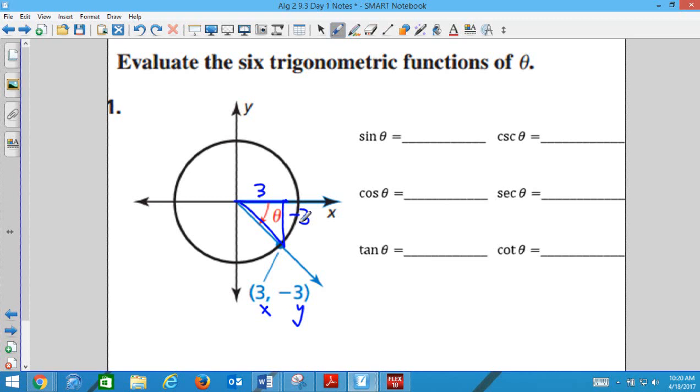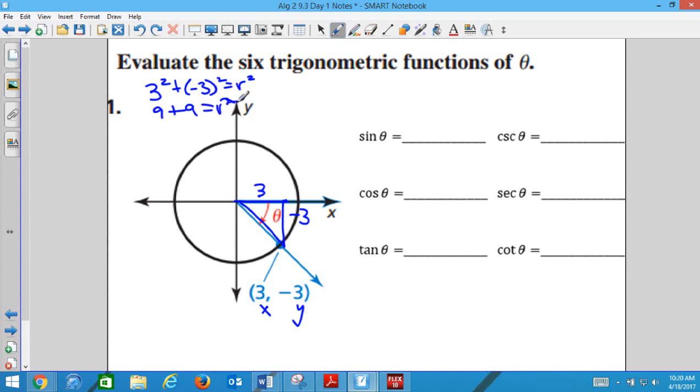Is it 3 radical 2? It is 3 radical 2. If you remember that, from stuff you learned in geometry last year, you just saved yourself a lot of time. If you forgot, and we do the Pythagorean theorem, we're still going to get it. You do 3 squared plus negative 3 squared equals r squared. You'd have 9 plus 9.